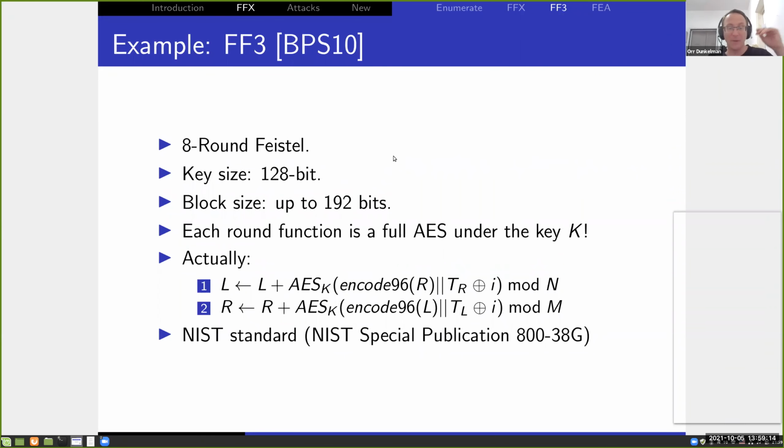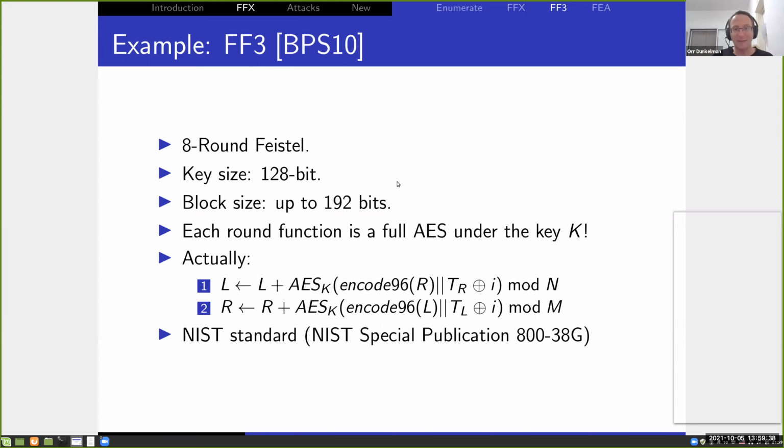Okay, so here's an example by Brière, Perrin, and Stern from 2010, FF3. It was first suggested as BPS, but then renamed FF3 by NIST. It's an 8-round Feistel. The key size is 128 bits. The block size is up to 192 bits. Essentially, you break the plaintext into two halves, and you try to make sure they are roughly the same size.